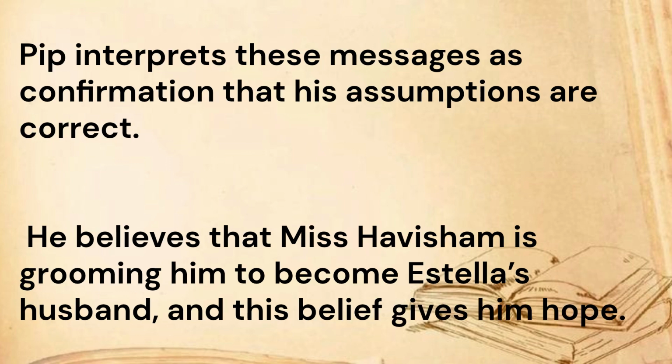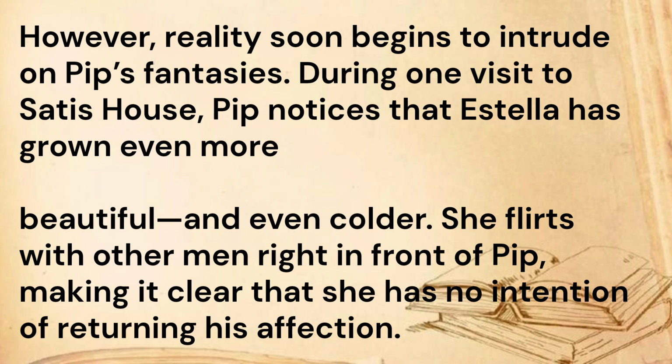Pip interprets these messages as confirmation that his assumptions are correct. He believes that Miss Havisham is grooming him to become Estella's husband, and this belief gives him hope. However, reality soon begins to intrude on Pip's fantasies.